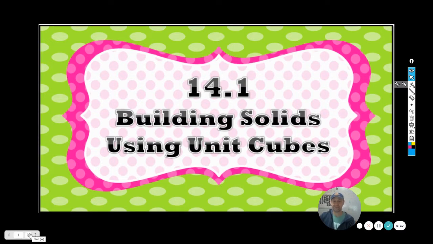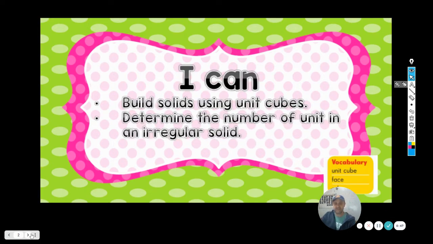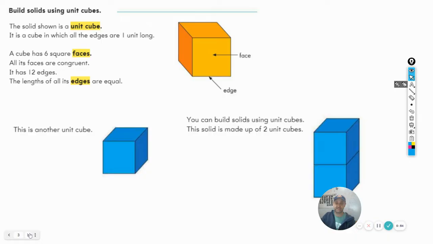But this is a fun lesson. We're going to build solids using unit cubes. If you're at home, you have to use the magic powers of your imagination. If you're at school, get some cubes from your teacher. Okay? Today our goal is to be able to say: I can build solids using unit cubes, and I can determine the number of units in an irregular solid. Much simpler than it sounds.